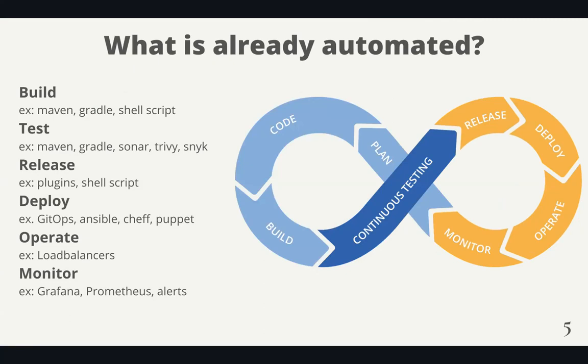We can see here some tools that are mapped to stages. The build stage is currently automated with the use of tools such as Maven, Gradle, or simply writing some shell script and executing it. Also, the test stage is automated via the same tools, and we can also perform Docker container scanning with Trivy or Snyk, and perform static testing with Sonar. The release stage is automated using plugins in CI/CD platforms, or if someone is not using CI/CD platforms, we can just write a shell script and execute it.